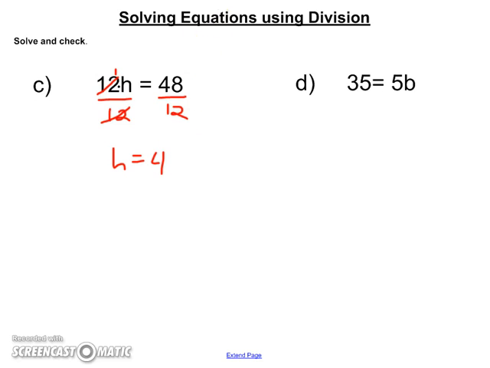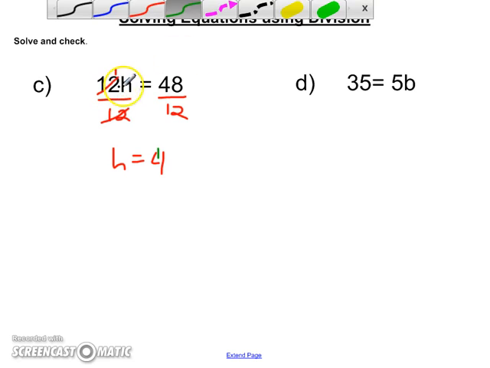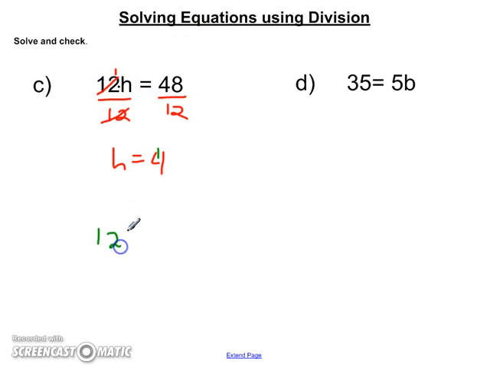I hope you knew what the answer was before we even started that one. But now let's check it. Take your solution, put it back into the equation for h, and see if your solution balances the equation. So 12 times our solution of 4. Is that equal to 48? That is the question. Well, 12 times 4 is 48. That is equal to 48. Awesome. Checks.